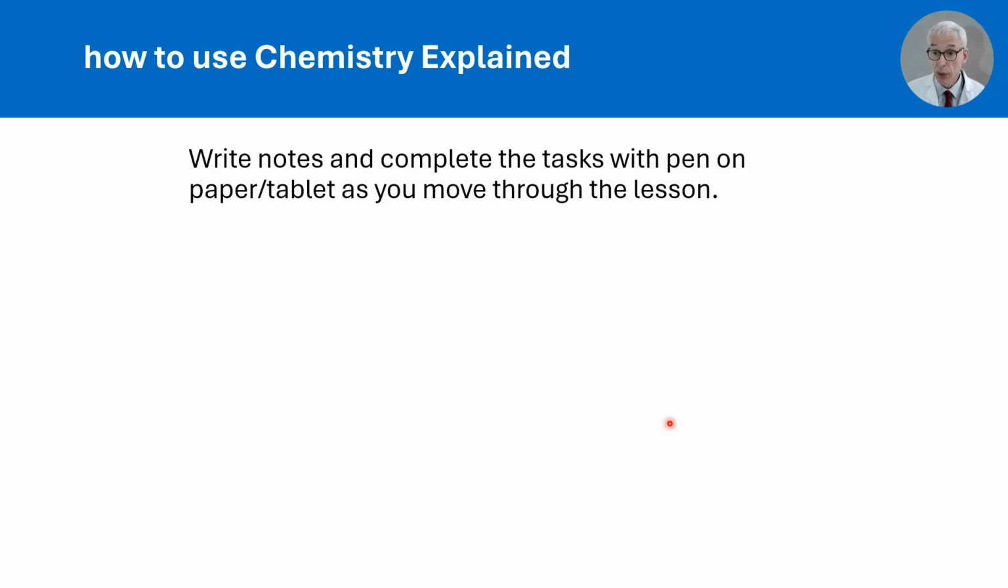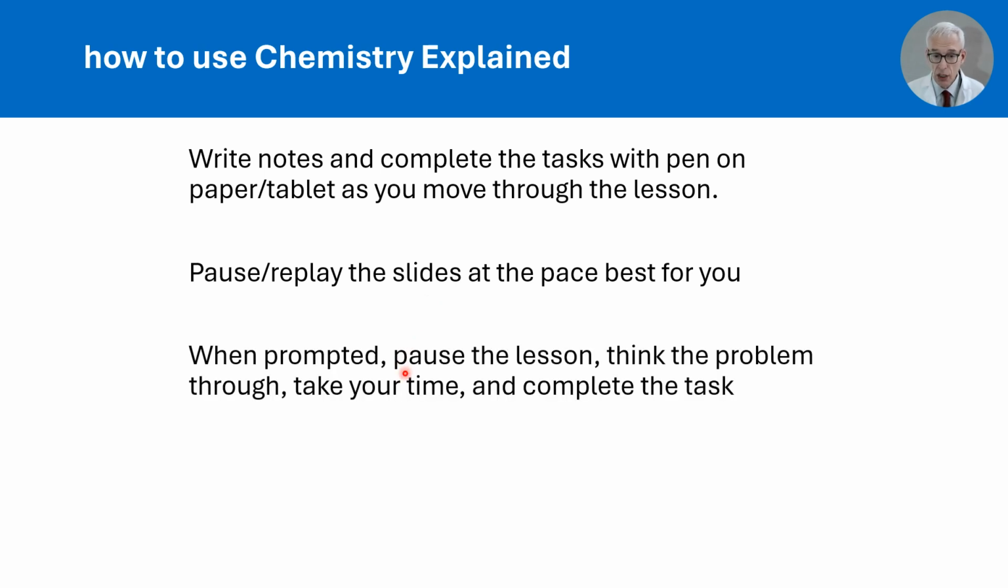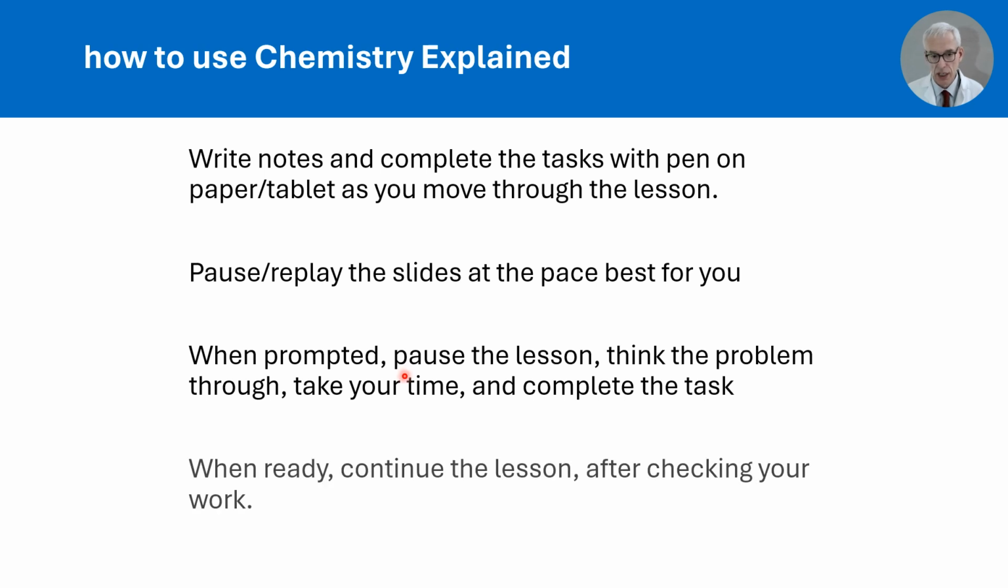It's very important when using Chemistry Explained not to be passive. So write notes, complete tasks as you move through the lesson. Control the pace. Skip ahead if you wish. Replay slides or run the whole lesson at a quicker pace. Very importantly, when prompted, pause the lesson, think the problem through, taking your time, and complete the task. When you're ready, continue the lesson, checking your work and then going on to the next slide.